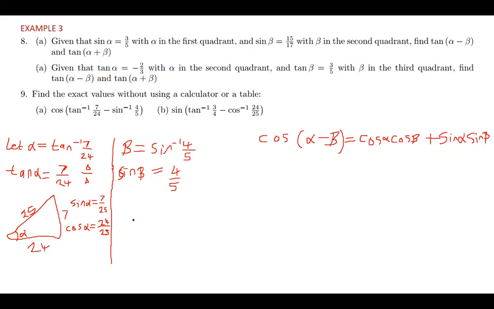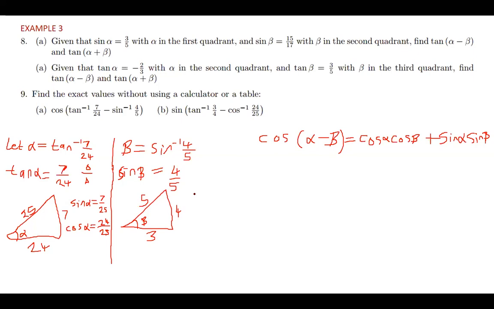Same applies to this. I'm going to write this, and then I'll put my beta there. Given this, sine is equal to opposite over hypotenuse. So my hypotenuse there will be 5, and my opposite there will be 4. Meaning the remaining part here, which is the adjacent, is going to be 3 when you use Pythagoras theorem.